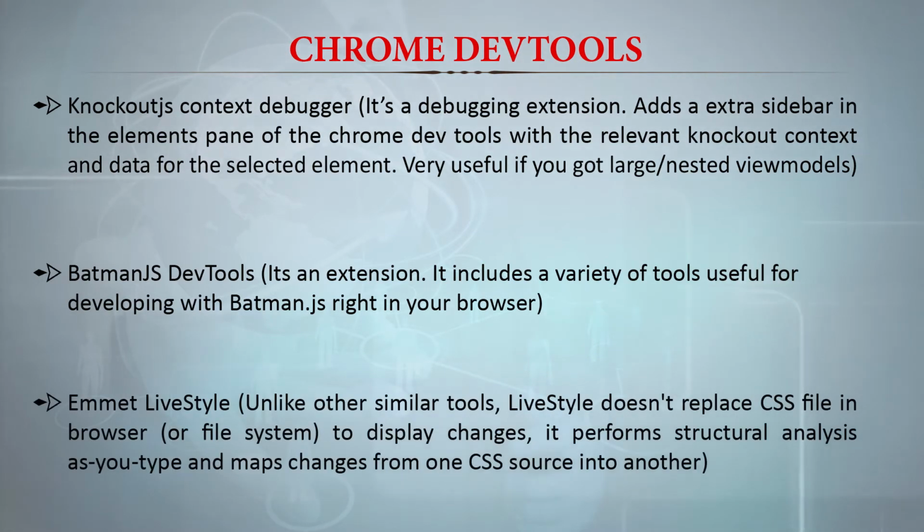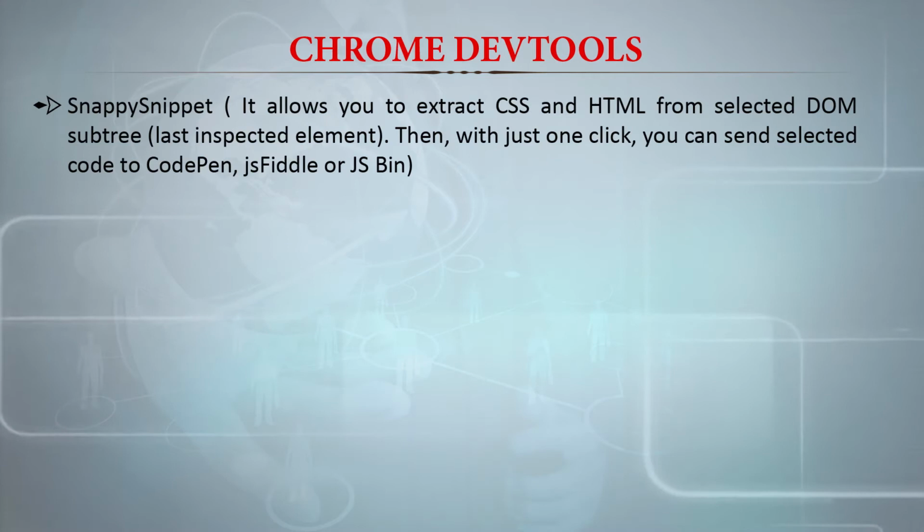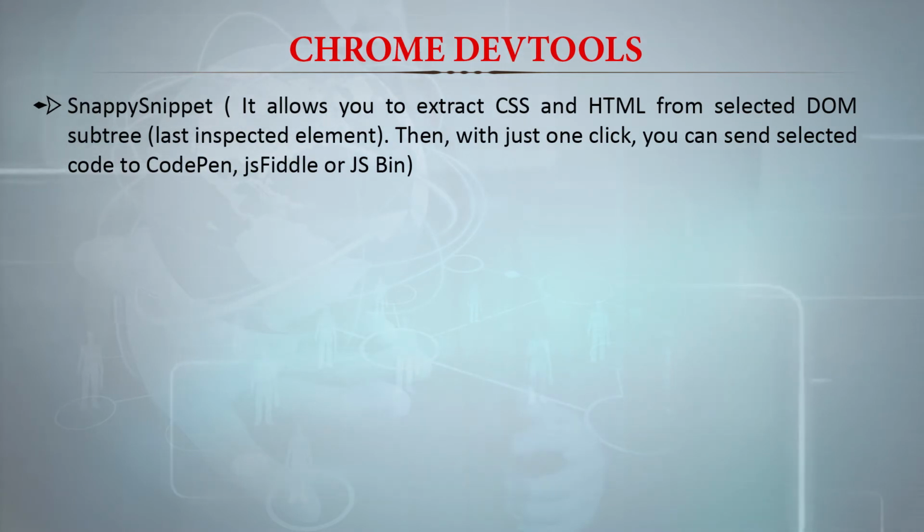Then Emmet Livestyle, which is unlike other similar tools. Livestyle doesn't replace the CSS file in the browser or file system to display changes, and it performs structural analysis as you type and maps changes from one CSS source into another. CSS means cascading style sheets. And Snappy Snippet allows you to extract CSS and HTML from a selected document object model subtree, which is the last inspected element. Then with just one click, you can send the selected code to CodePen, JSFiddle, or JSBin.